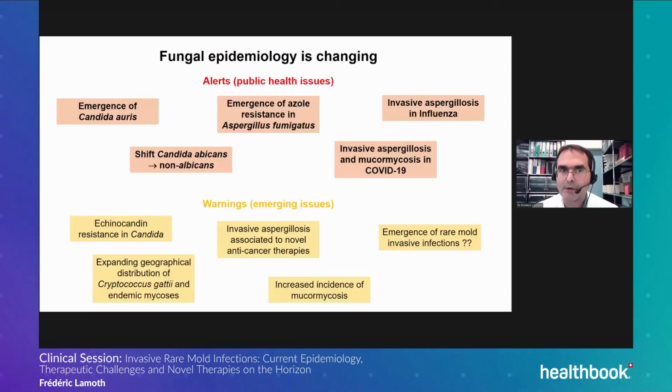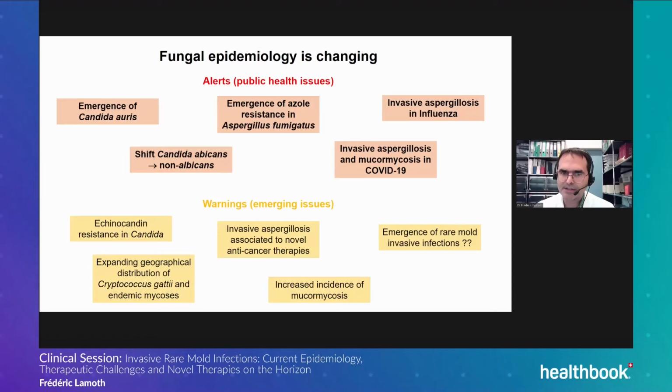But actually, since 2010 we have seen dramatic changes in the epidemiology of fungal infections. Some major public health issues, like the emergence of Candida auris since 2009, the shift from Candida albicans to non-albicans Candida, which are more resistant. We have seen the emergence of resistance in Aspergillus fumigatus, which has spread on all the continents. And of course, also recently, we have seen the problem of invasive aspergillosis in the ICU, mainly with the influenza H1N1 pandemic, and then with the dramatic COVID-19 pandemic, with invasive aspergillosis and also mucormycosis in these ICU patients.